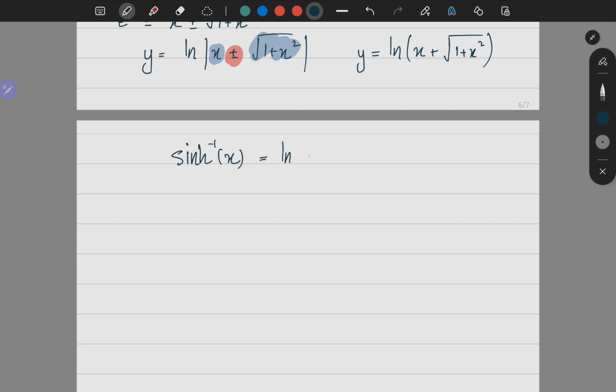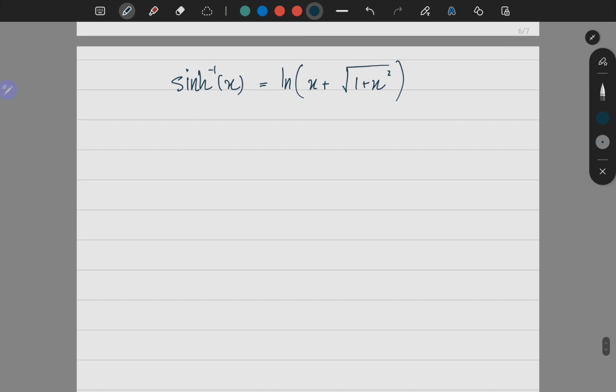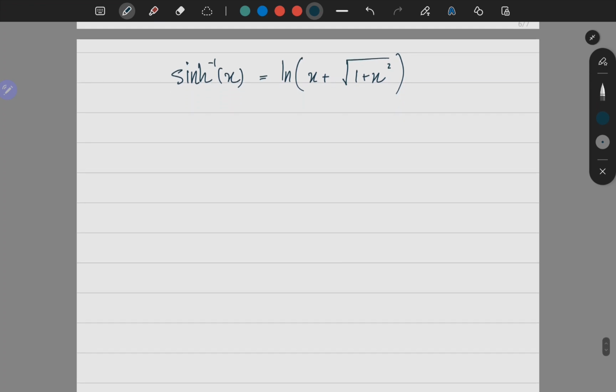So this is the sine inverse of x, which is the natural log of x plus root 1 plus x squared. This is not the only one. We also have cosh and tan, and I urge you to try and find cosh inverse and tan inverse. But I will give you the answers over here. So pause the video and try to derive the cosh inverse and the tan inverse. But here are the real values.